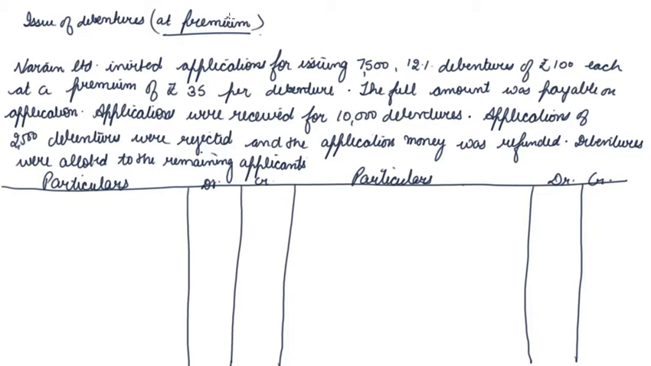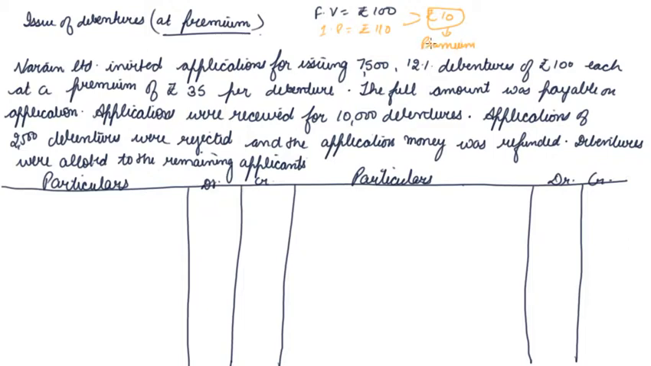In this video, we will be studying the issue of debentures at premium. What do we mean by premium? The face value of a debenture is rupees 100, and let's suppose the company is issuing it at an issue price of rupees 110. In that case, rupees 10 is the premium amount.